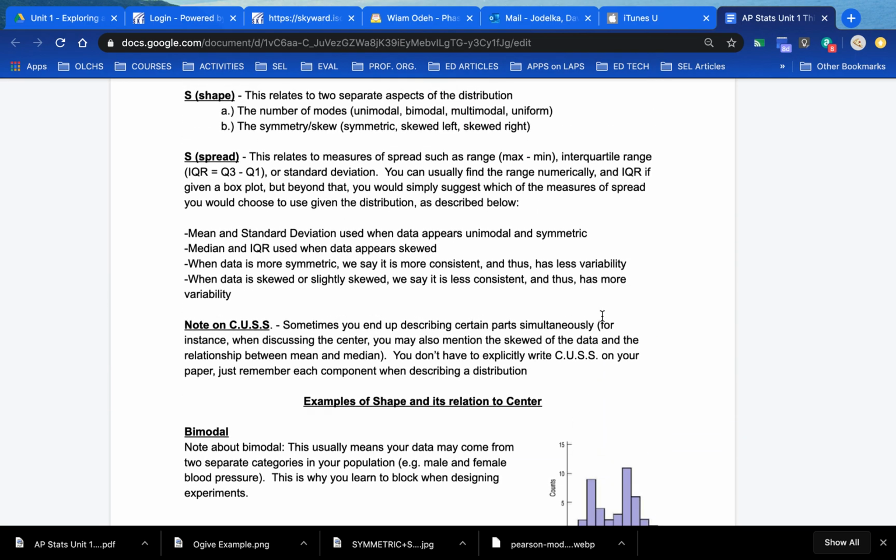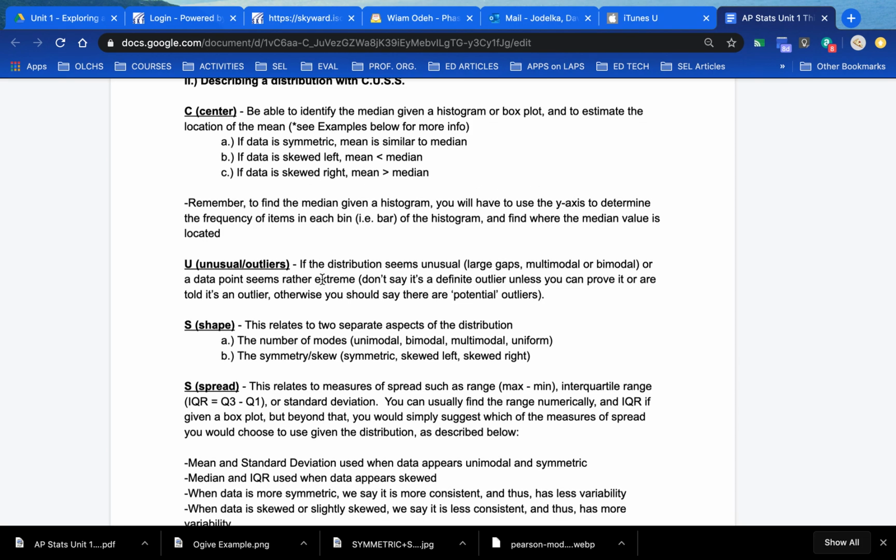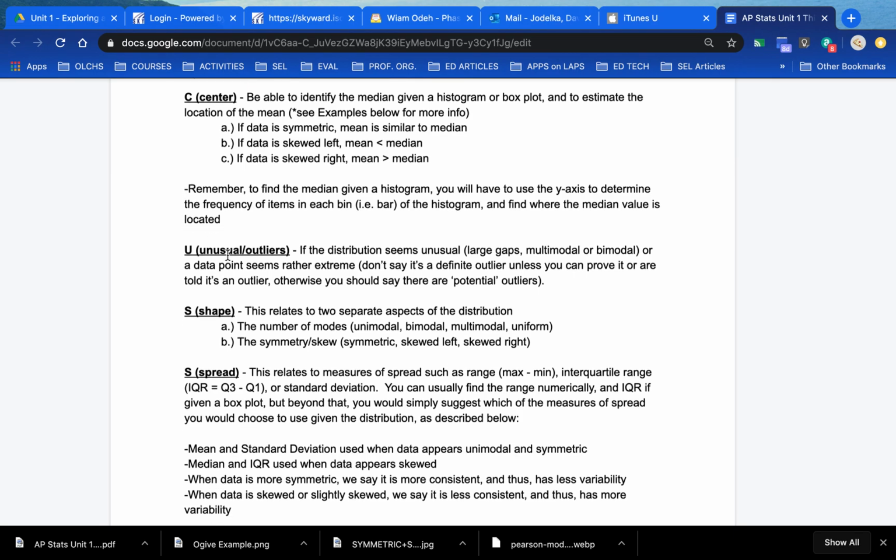The mean, as you remember, if there's skew involved, directs the mean, and the mean follows the skew. We'll talk about that in just a second. Here gives you another description of how you could find the median on a histogram.